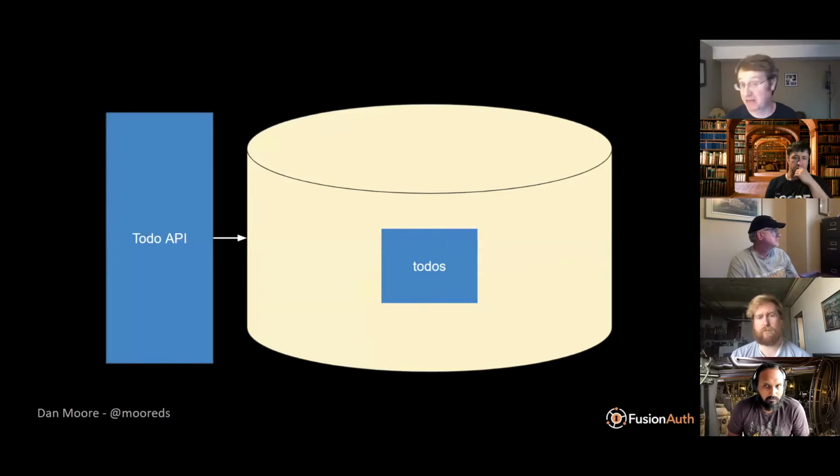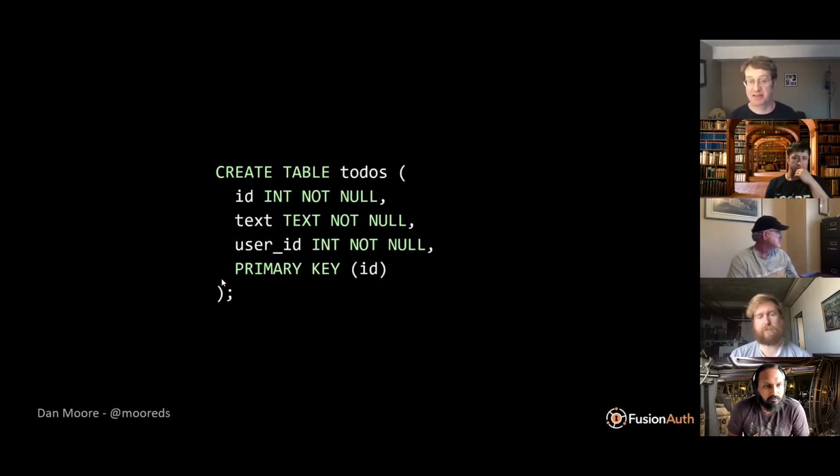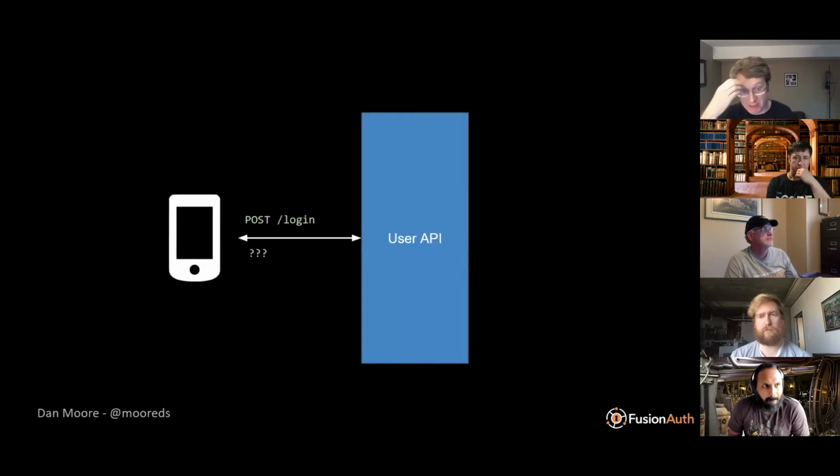To-dos, basically they're just a list of to-dos. And so this might look like something like this: just an ID, text, and then each to-do is associated with a user. In this case, it happens to be an integer, but it could be any way of referencing a user. So let's walk through the scenario. I'm a client, a mobile device or a browser, and I have the user authentication information, username and password, and I post that to a login endpoint. And that goes against the user API.